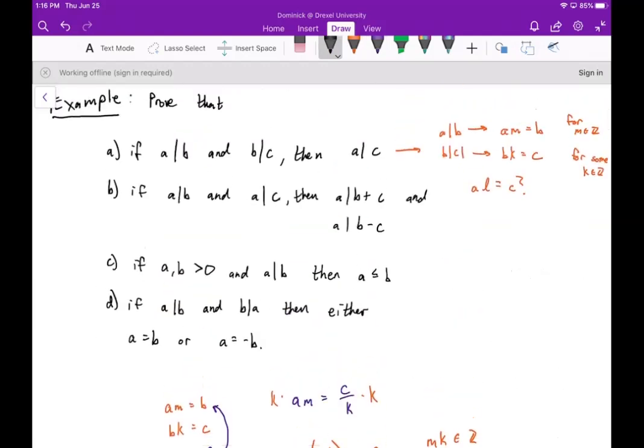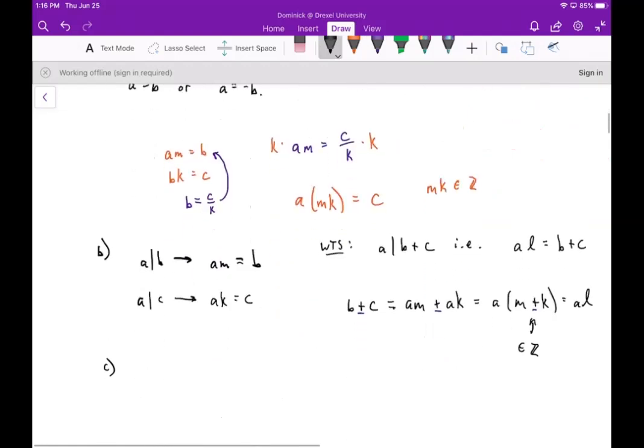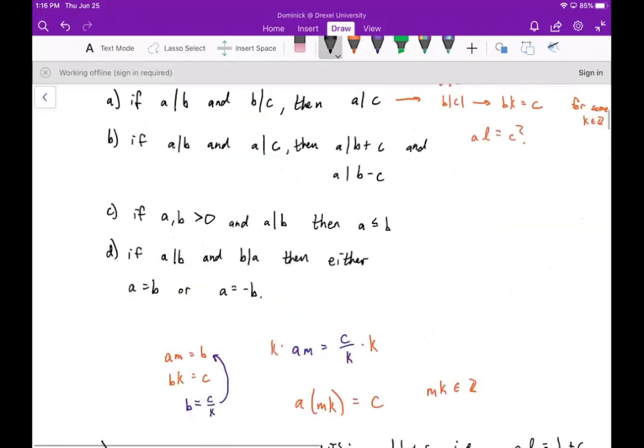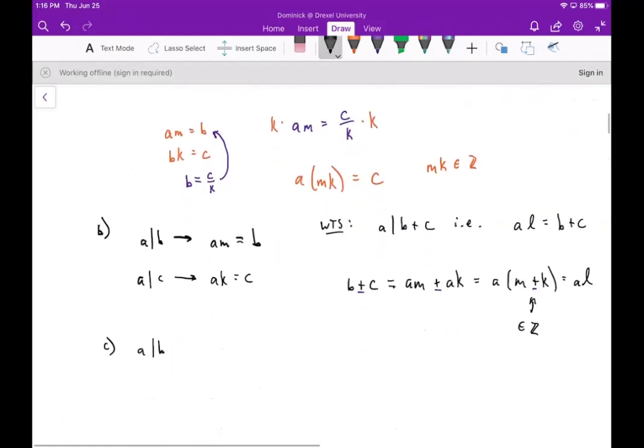Okay? For part C, we have if A and B are both greater than 0 and A divides B, then A is less than or equal to B. Okay? So we have that A divides B, and they're both greater than 0. So this means that A times K is equal to B. Right?